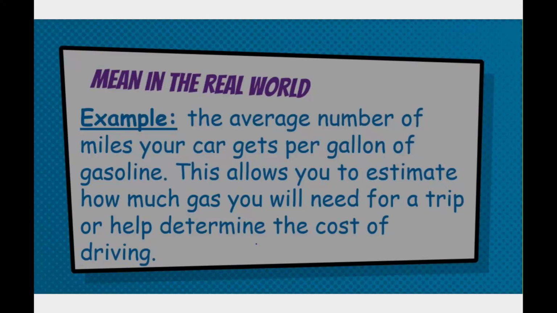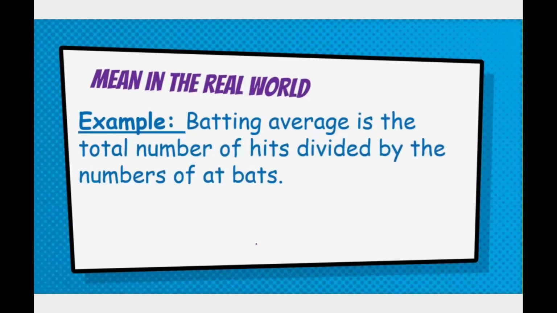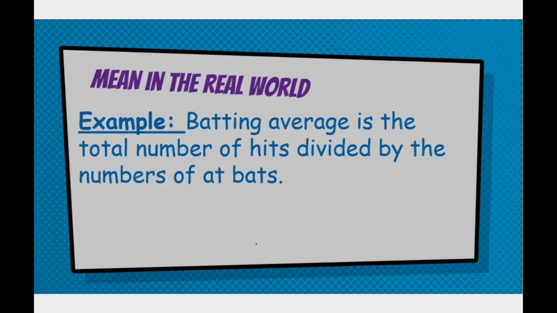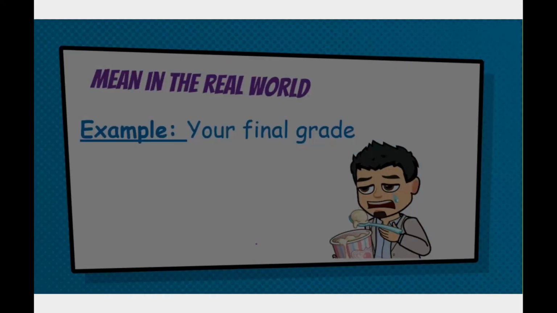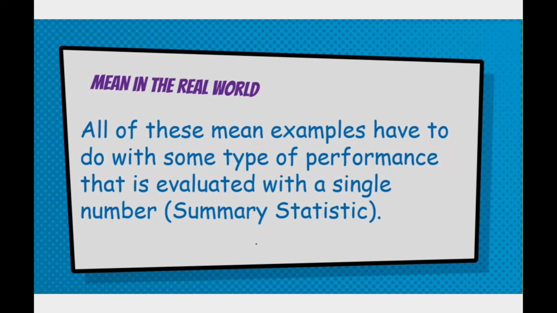The mean in the real world: the average number of miles your car gets per gallon of gas. This allows you to estimate how much gas you'll need for a trip or helps you determine the cost of driving. We would probably use mean for that over median. Batting average, we use the mean, like the actual average that we have. And your final grade, right? That would be considered the mean in the real world.